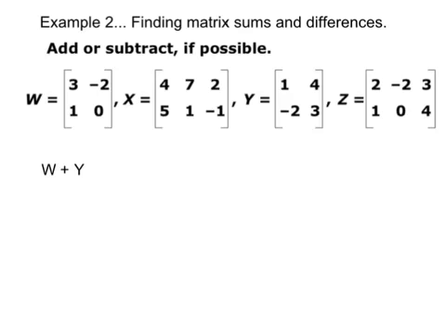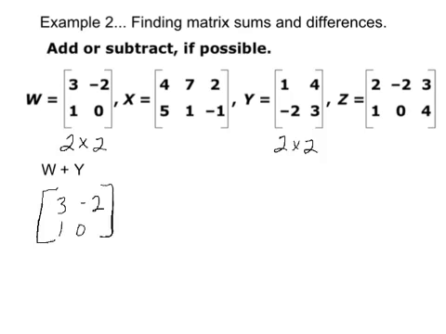Let's try one. Add or subtract if possible. And you're always going to get a list of matrices at the top of a page and then a few problems to deal with them. So W plus Y. W is a 2 by 2. Y is a 2 by 2. So I can just add them together. I'm going to rewrite them, plus. And then I just take each entry and I add them together.